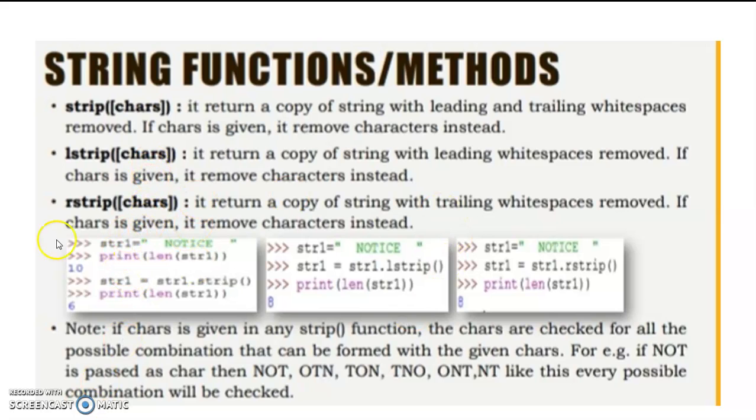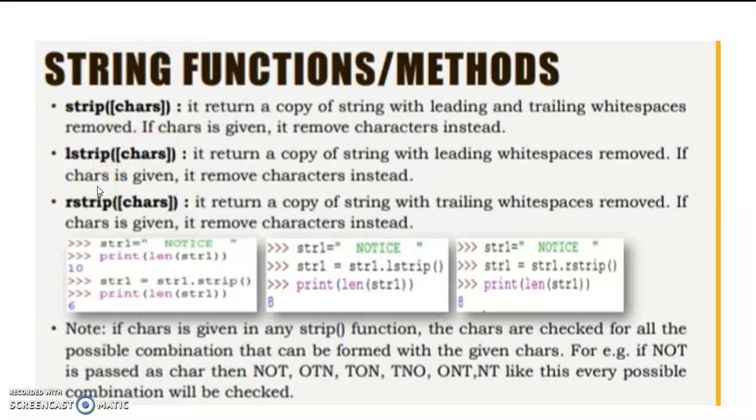See here, the first function is strip. Strip of chars. This chars is the characters. It returns a copy of the string with leading and trailing white spaces removed. If characters is given, it removes those characters instead. That is, the strip function is used to remove leading and trailing white spaces. If you give any characters in between these parentheses, then those characters will be removed from the starting and ending positions. That is the use of the strip function.